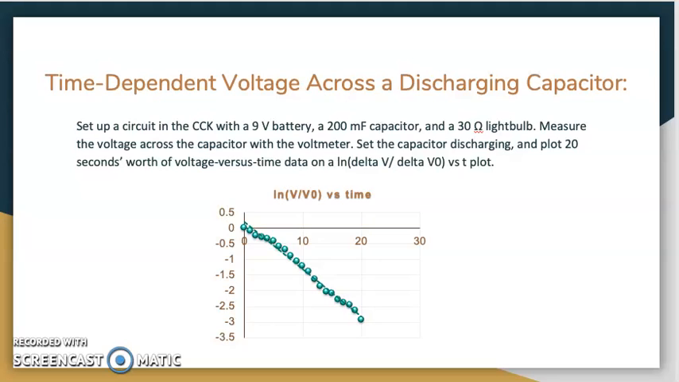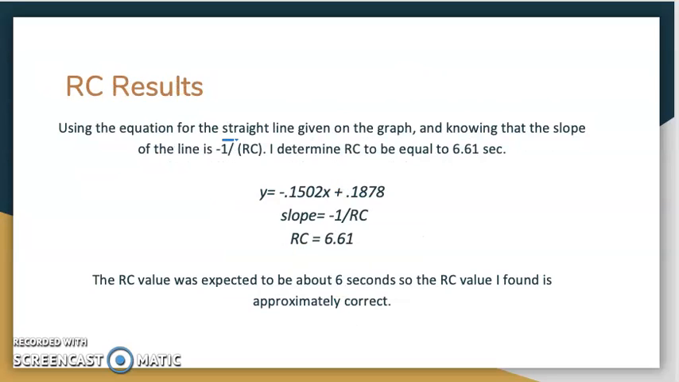Moving on, we then conducted time-dependent voltage across the discharging capacitor calculations by setting up the circuit with the CCK 9 volt battery, a 200 capacitor, and a 30 ohm light bulb, and we measured the voltage across the capacitor with the voltmeter. We set the capacitor discharging and plotted 20 seconds worth of voltage versus time on a natural log of V divided by delta V naught versus t plot.